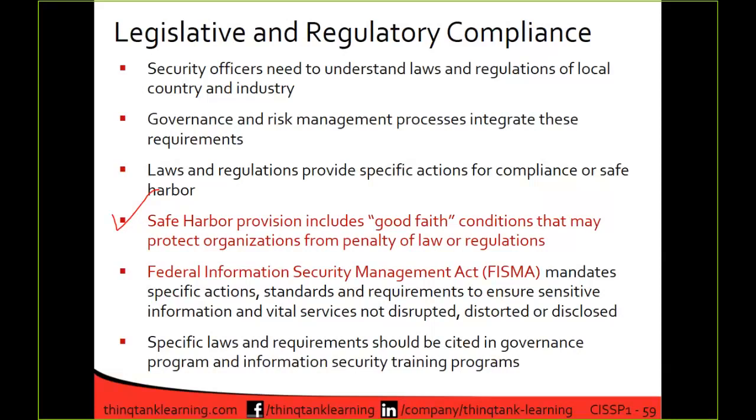What does it mean? Any ideas? Anybody? Okay. I will tell you what it means, right? It's a provision in law that specifies, I'm trying to think about the best way to define this, but it specifies that certain conduct within an organization is valid as long as it doesn't violate a specific rule, okay?